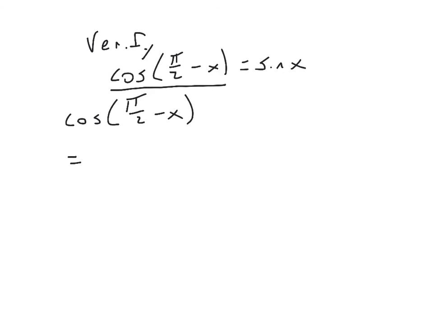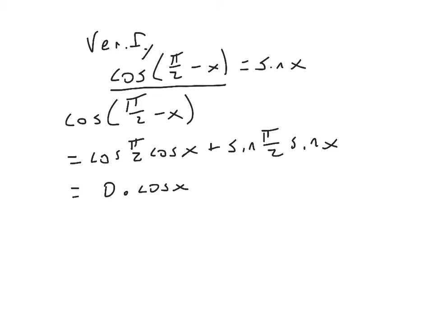Well, I can see here that that's nothing more than the cosine of a difference. So cosine of a difference, look on your identity sheet. That's going to be the cosine of the first times the cosine of the second plus sine of the first, sine of the second. And now I can go to my trig table. The cosine of pi over 2 is 0 times the cosine of x plus the sine of pi over 2 is 1 times the sine of x. And 0 times cosine x is gone. 1 times sine of x is sine of x.